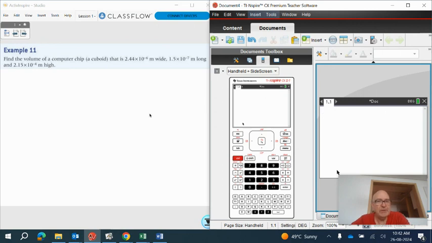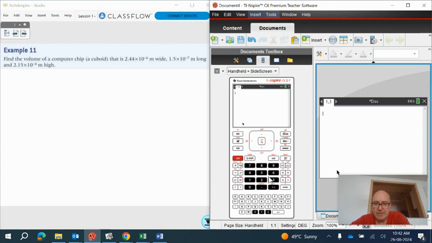So for this question, you're going to have to excuse me, I'm not writing very well today. I don't have my board with me on my iPad. We need to find the volume of a computer chip, and it's a cuboid. So we need to multiply these three numbers together to get our answer. Our first number is 2.44 times 10 to the power of minus 6. That's a really small number. That's tiny, tiny, tiny.